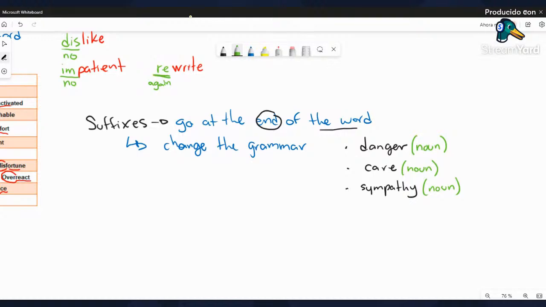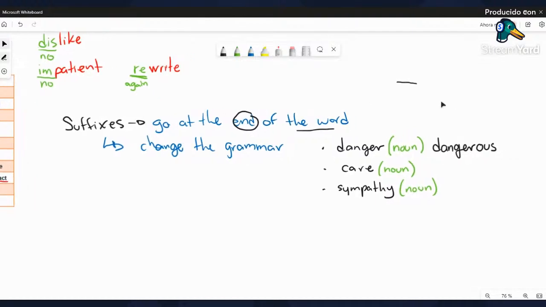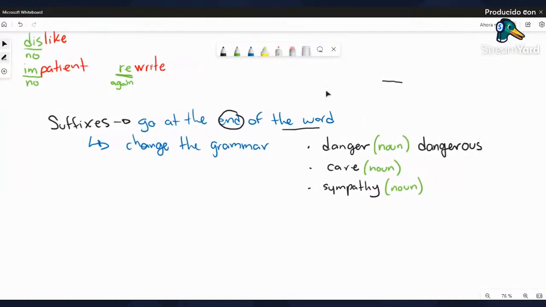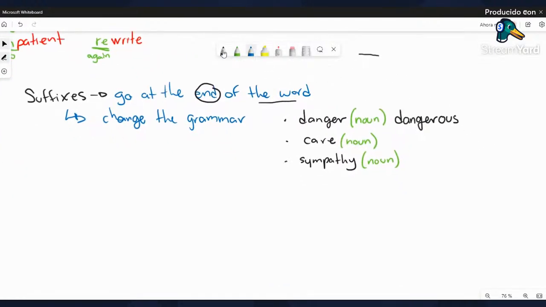They have the grammatical function of a noun. But if I add a suffix, for example, danger, and then I add ous, dangerous, you see, I'm adding the particle ous, and the grammar is going to change. Now it's not a noun anymore. It's an adjective. Now it has the function of an adjective.